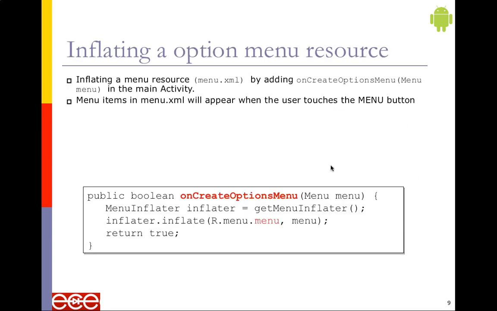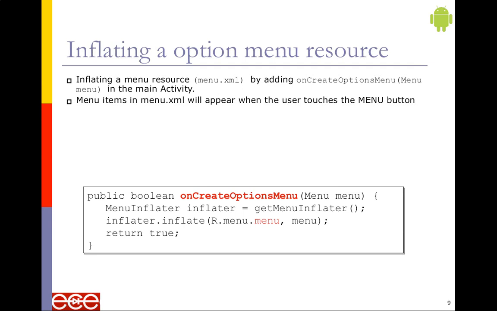We know about inflating an option menu resource, maybe. Well, we know about inflating resources, R.whatever IDs. We inflate them to draw something in a text field or in an edit field to get information. So we set the text, get the text from different GUI items. Well, the same thing can actually be done for the onCreateOptionsMenu.